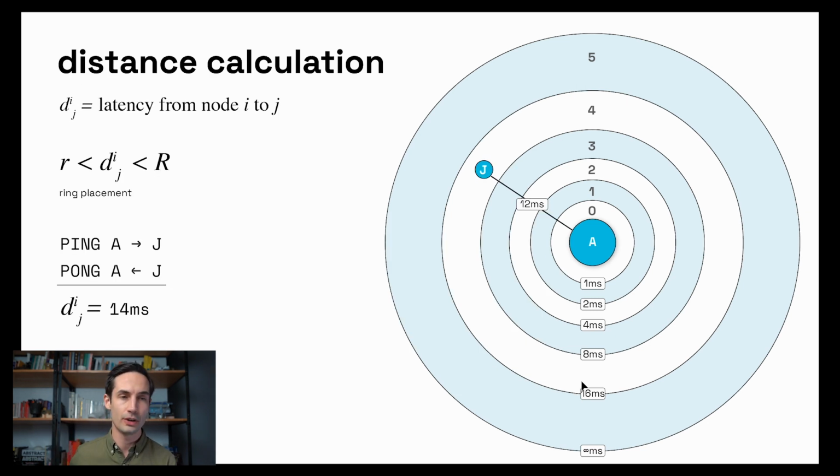So when you discover another node, when node A discovers node J, it is going to do a distance calculation. This is going to be literally just ping node J, measure the time it takes to come back, and that round trip time is going to be 14 milliseconds. And that's going to put it in ring 4 because it is more than 8 milliseconds and less than 16 milliseconds. Not too complicated.